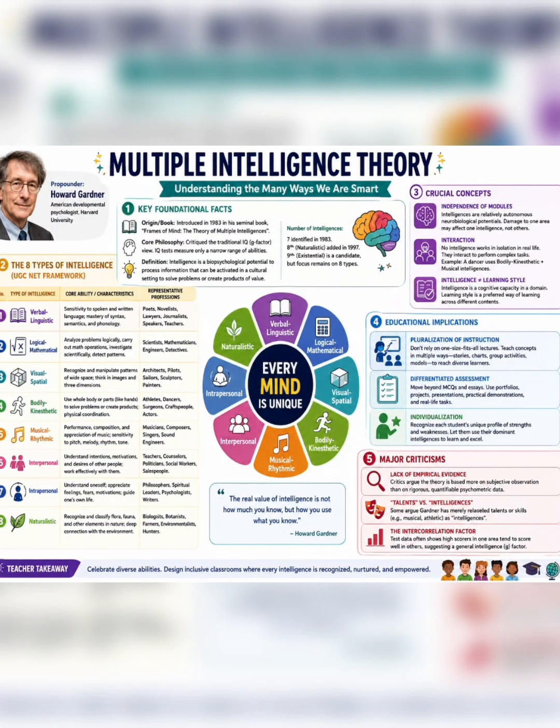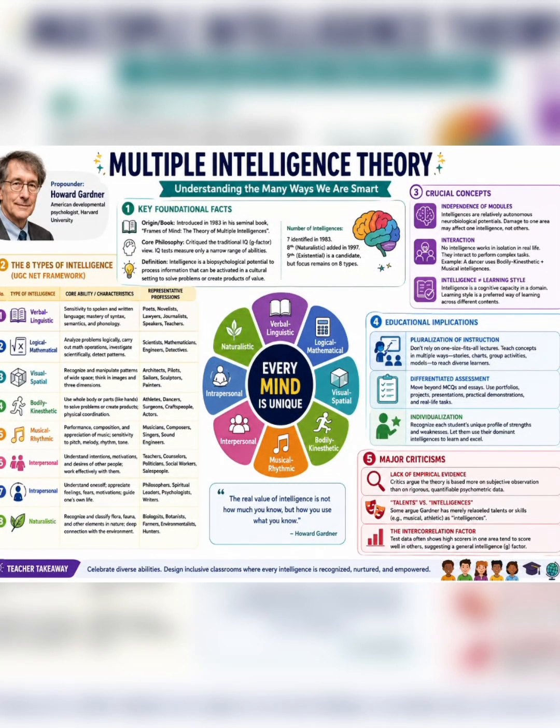So, Gardner heavily critiqued the traditional G-factor or general intelligence view, arguing that IQ tests measure only a narrow range of linguistic and logical abilities. Instead, he defined intelligence as a biopsychological potential to process information that can be activated in a cultural setting to solve problems or create products of value.